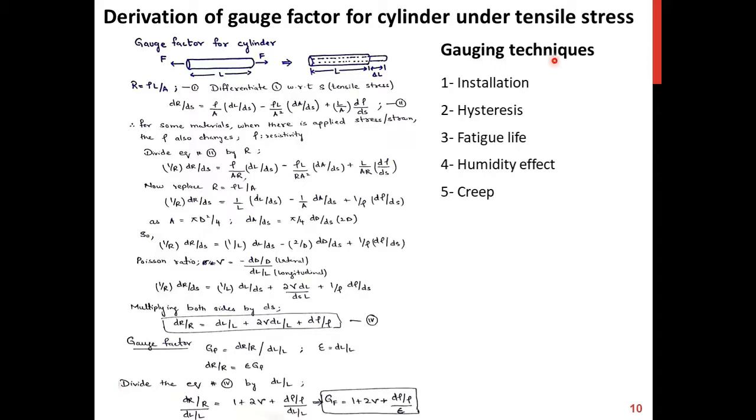Here are some of the gauging techniques that must be kept in mind when you're using the gauges during installation. The first one is installation: the gauge size matters a lot, and it should be selected such that the bonding between the substrate and the gauge is appropriate, and the size must be appropriate depending upon the loading surface. And the second one is hysteresis.